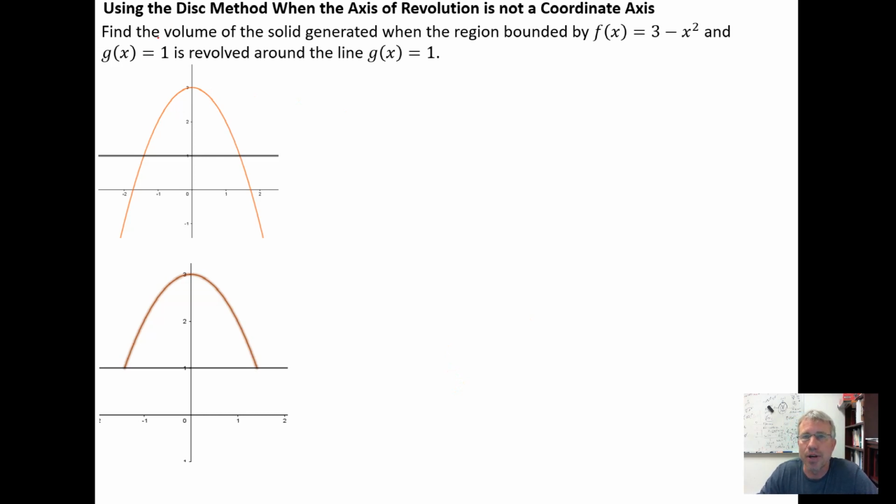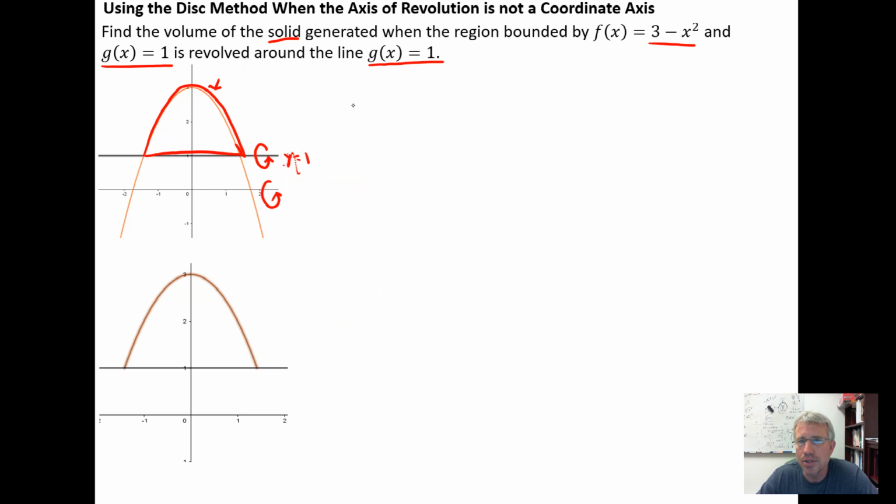So in this example, it says find the volume of the solid generated when the region bounded by f of x equals 3 minus x squared and g of x equals 1 is revolved around the line g of x equals 1. So we have a parabola opening downwards, and we have g of x equals 1, and we want to find the volume of the solid that we get when we take the region bounded by those two functions and revolve it around the line g of x equals 1, or y equals 1. So we're revolving around the line y equals 1 instead of around the x-axis.